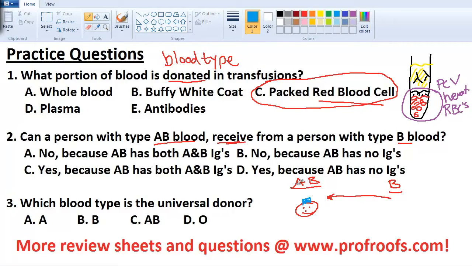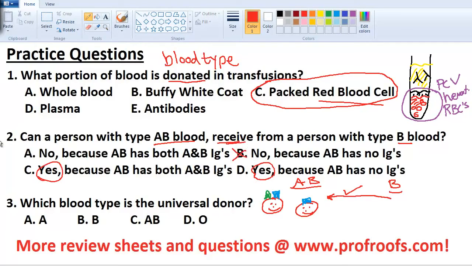What antibodies is AB going to have? Well, let's draw AB in as well. Here's AB, here's our big partier. He's got that A antigen and he's got the blue. Is AB going to have any antibodies against its own hats? No. So that's cool, right? We both have the same hat, no haters. So yes, that's possible. So we have yes and we have yes, but which one is it?